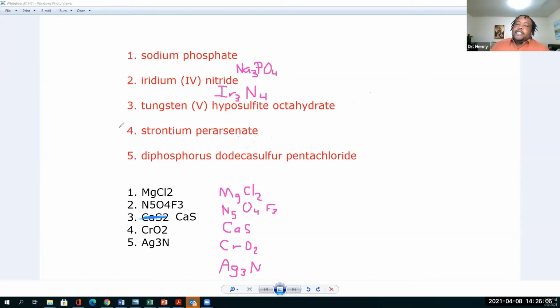What about tungsten(V) hyposulfate octahydrate? Oh, this one is going to be W2, parentheses, SO2, and then SO2 in parentheses, with parentheses 5. Okay. Times 8 H2O. Big old dot, 8 H2O.